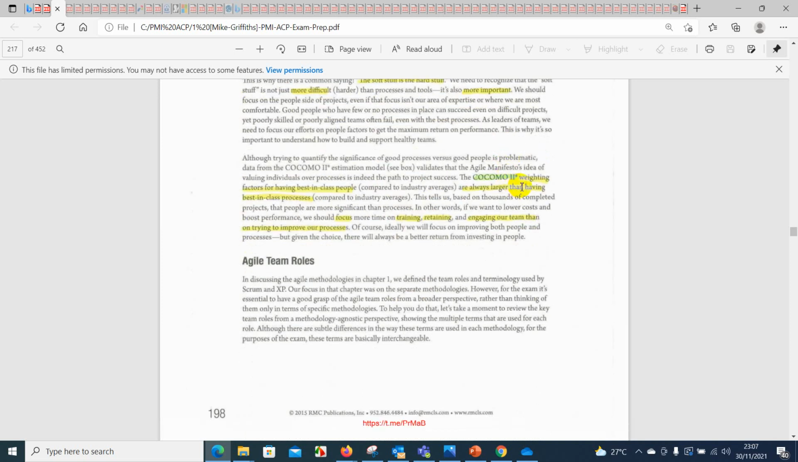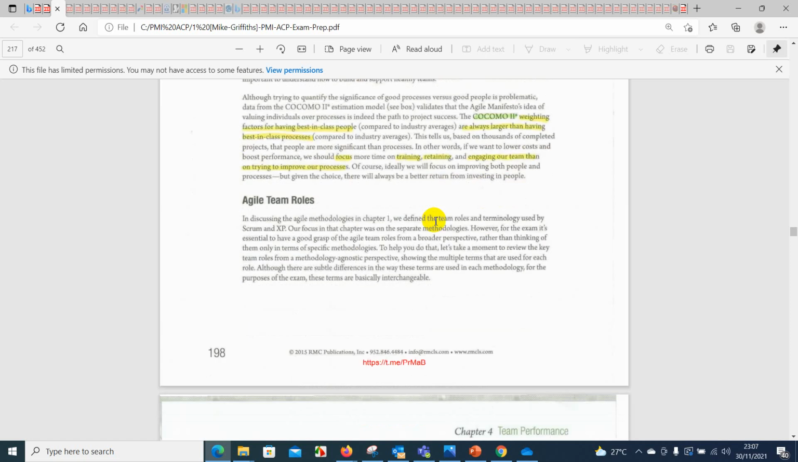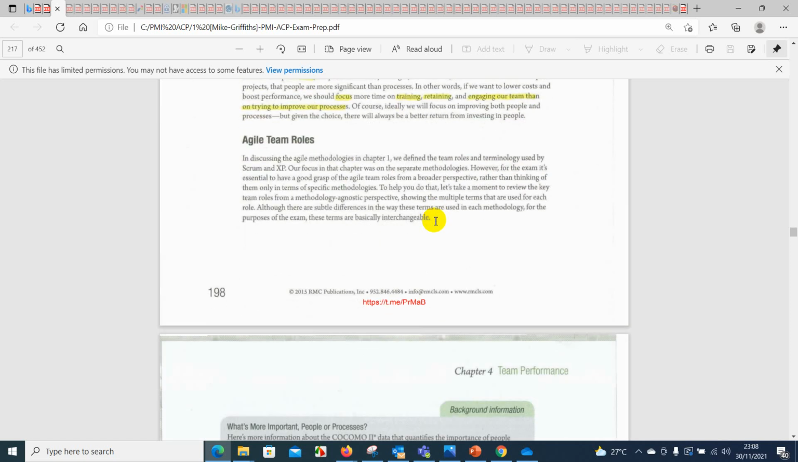COCOMO, constructive cost model, a weighting estimation model ya, having based in class people are also getting having based in class process, training, retaining, engaging our team, then on trying to improve our process, agile team rules.